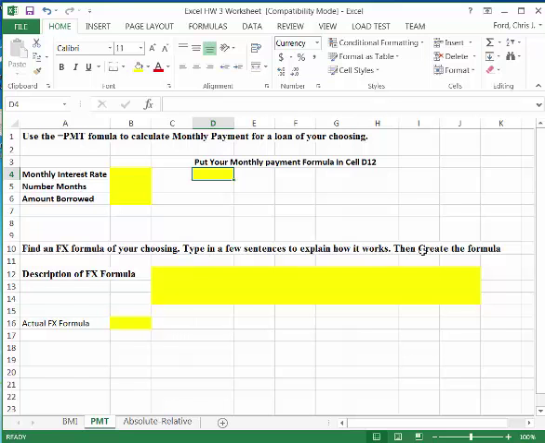In a few sentences, just explain what formula you are using, how it works. So you can do that right here. Just type in a few brief sentences. And then actually just put the formula itself with whatever numbers for inputs that you need. So this is our second part of the homework.